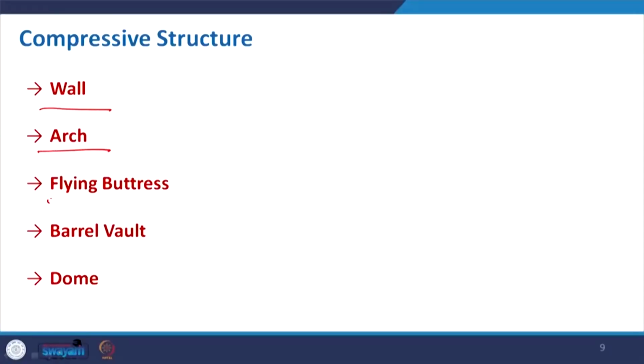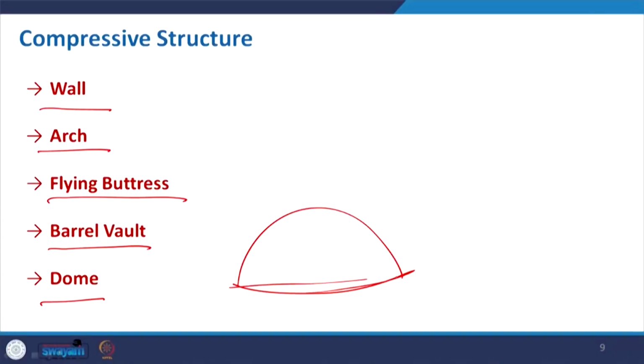Now, if you broadly classify compressive structures, we can have wall, arch, flying buttress, barrel vault and dome. But again I am telling you, this classification has been done by looking at the major elements of that system which is resisting the compressive force. At the same time, if you take the example of the dome, it is not really that everywhere will get this compression.